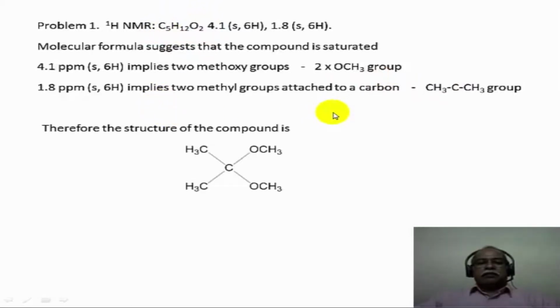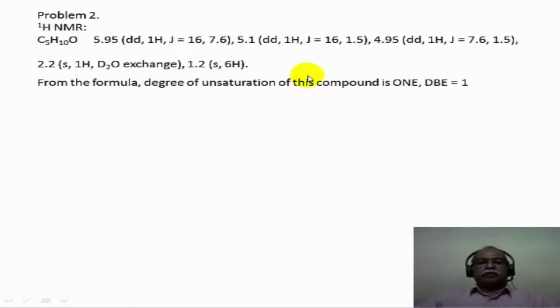The structure of the simple organic molecule is that it is a dimethyl acetal of acetone. So once you have the structure ready, you can confirm that there is no unsaturation in this particular molecule, and the 2 methoxy groups correspond to the 4.1 delta ppm singlet of 6 hydrogen, and these 2 methyl groups, which are gem dimethyl groups, correspond to the 1.8 ppm singlet of 6 hydrogen intensity. Let us move on to the next problem.